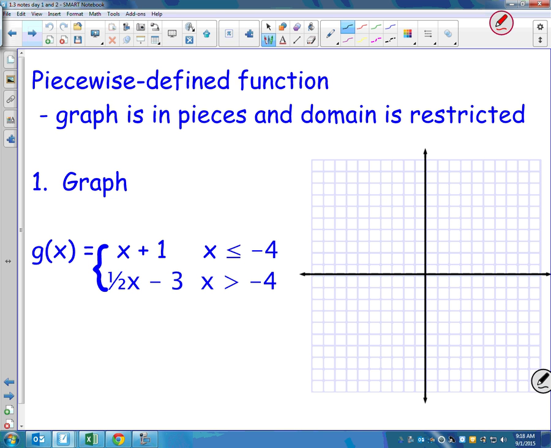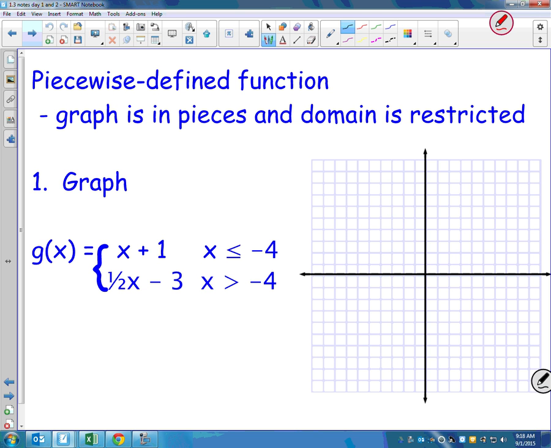So let's just start right here with piecewise functions. A piecewise function is really just a function that is in pieces, right? You're not graphing the full function. It's a restricted domain. They look kind of scary, especially if you have more than two pieces, but it's really just understanding what it's saying that is the important part. So I just put graph is in pieces and domain is restricted.